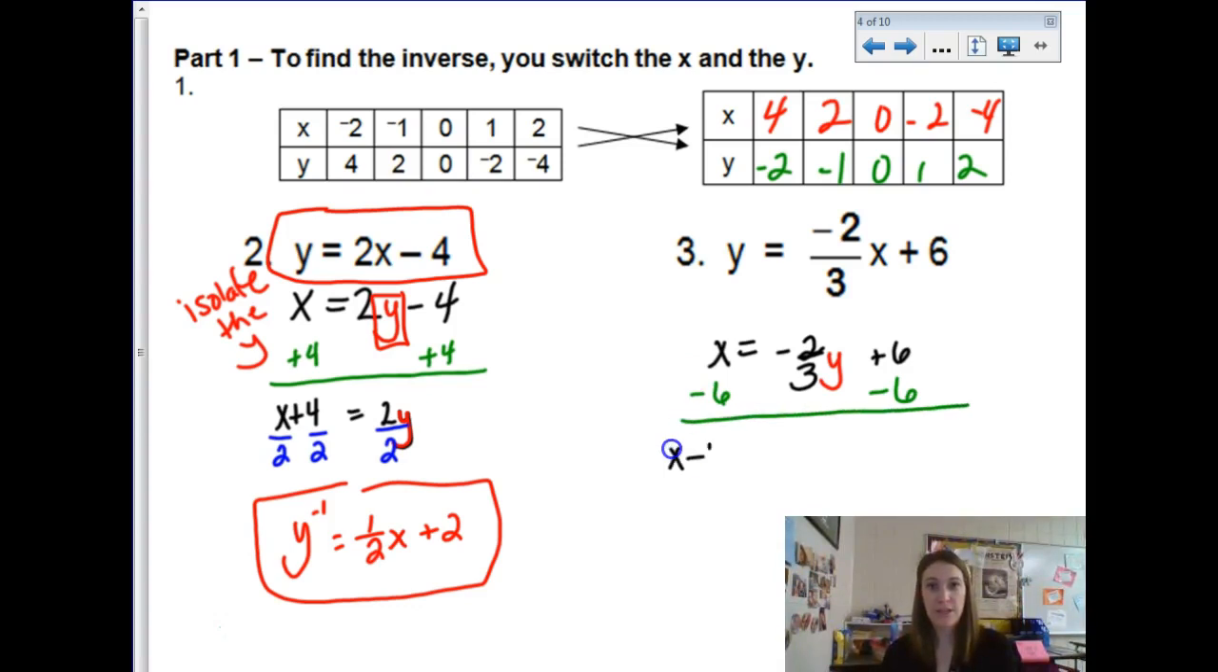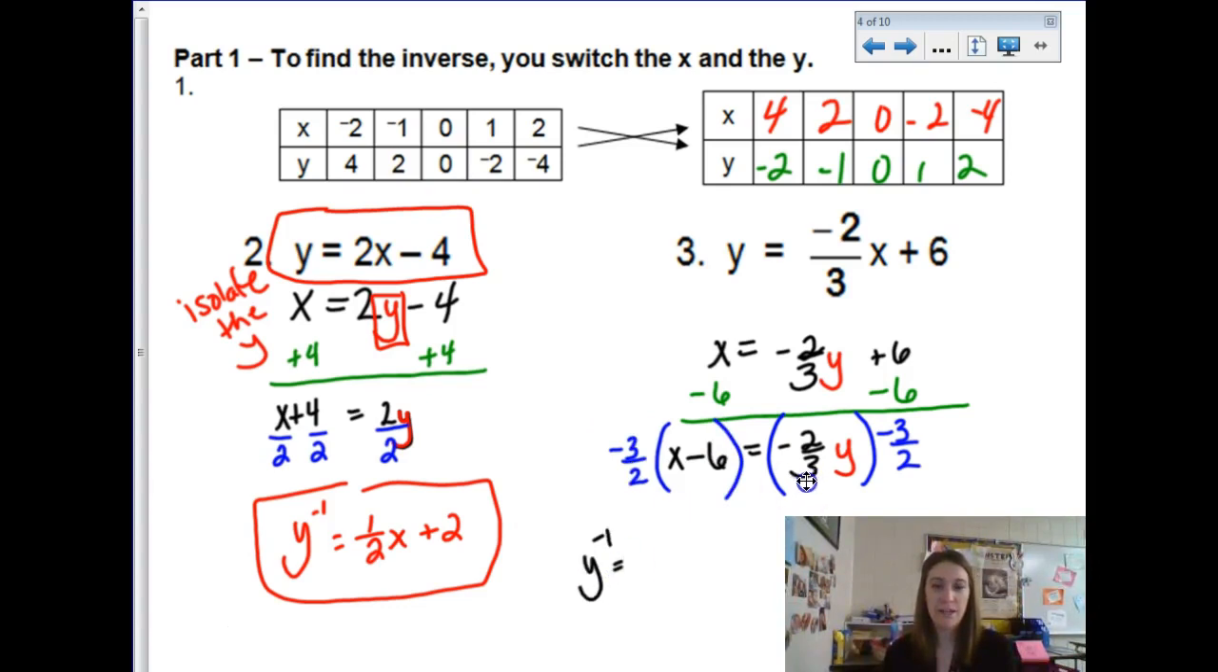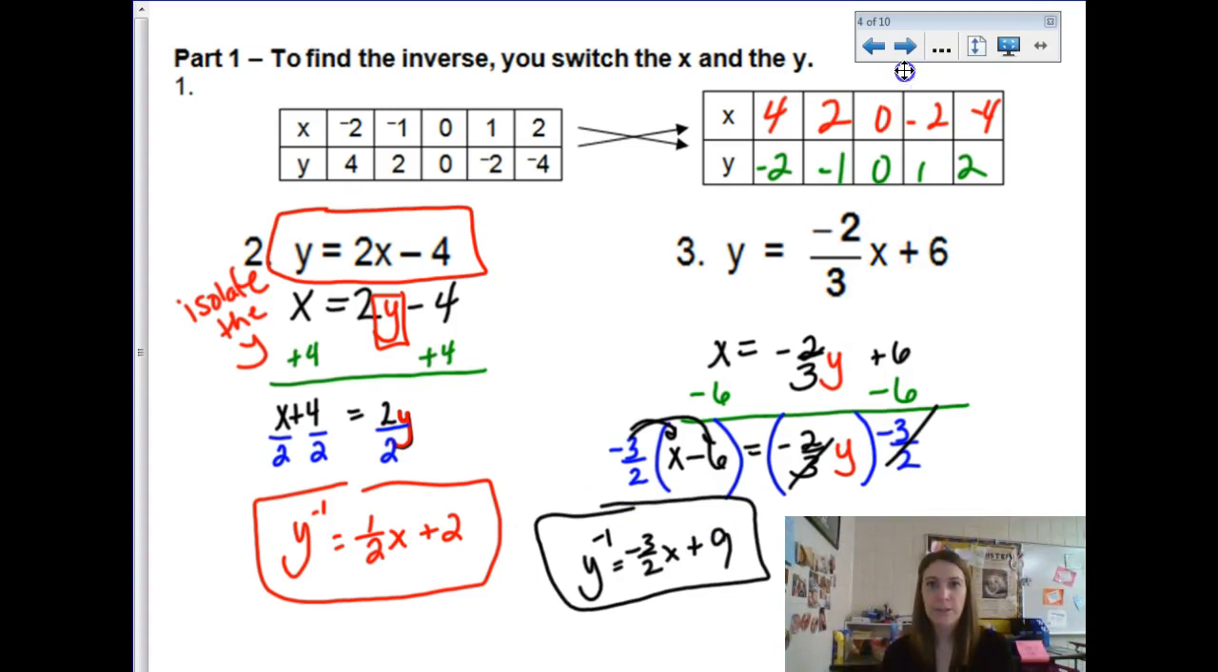And we end up with x minus 6 equals negative 2/3 y. And then the easiest way to get rid of a fraction coefficient is to multiply by its reciprocal. So the reciprocal of negative 2/3 is negative 3/2. And if I were to distribute or multiply that to everything over here on the left side, I'm going to end up with, and again I'm going to use that inverse notation, y inverse, because these are going to cancel, is, let's distribute that, negative 3/2 x, and then negative 3/2 times negative 6 is a positive 9. If you don't want to do that in your brain, just use your calculator.